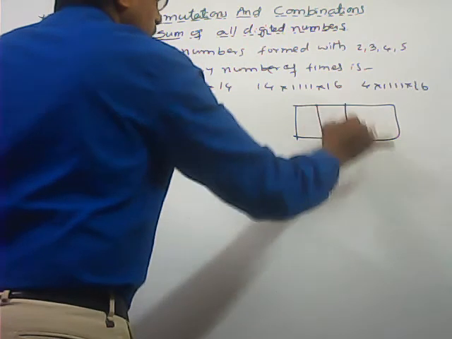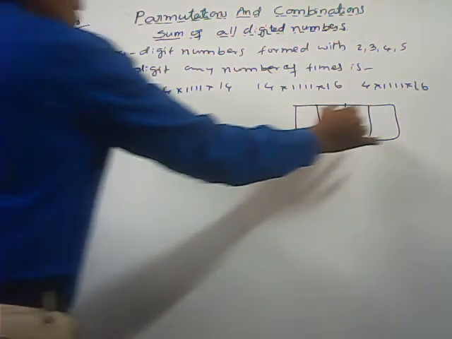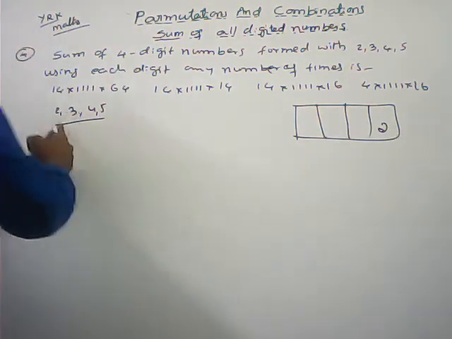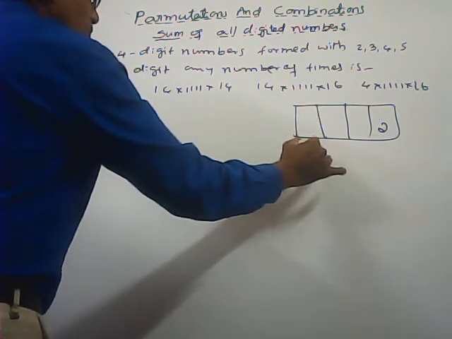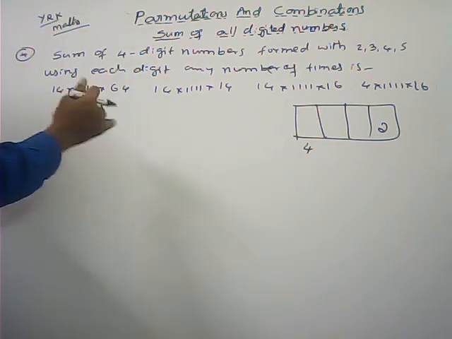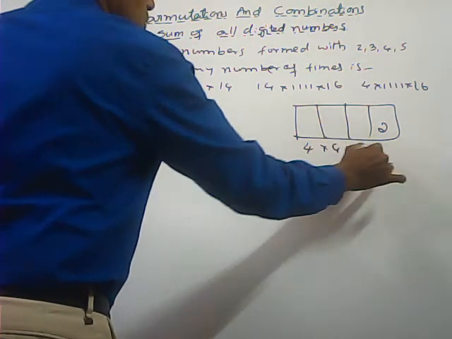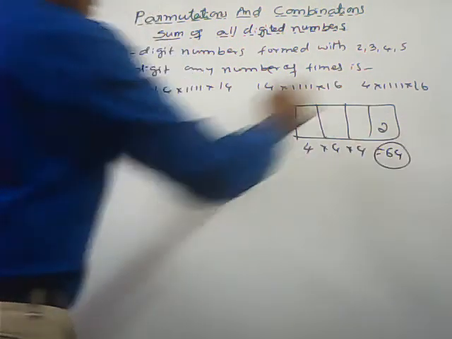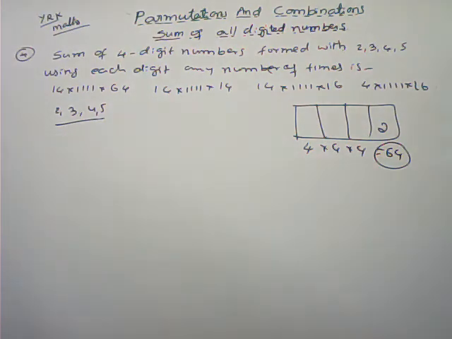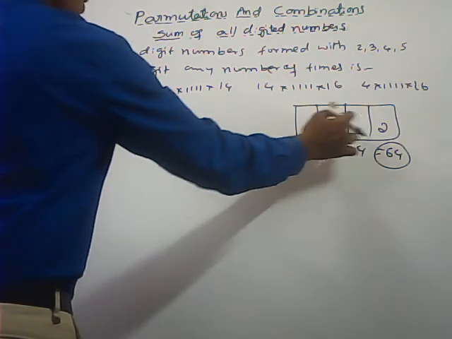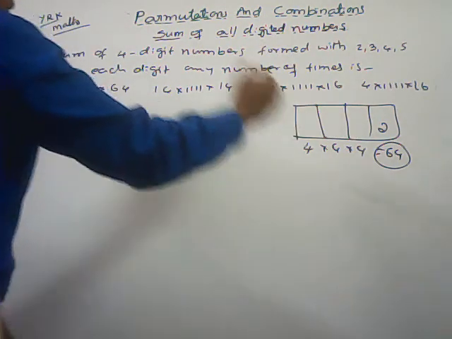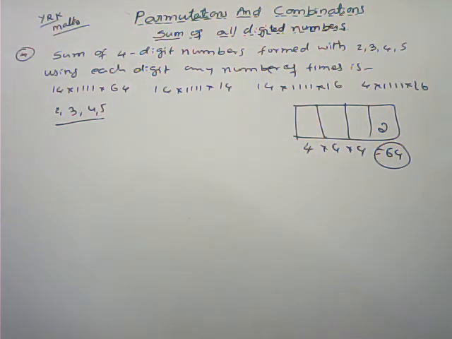Now here we can see, for example, if I keep 2 here, so this one can be filled in 4 ways. Repetitions are allowed. Here also 4 ways, here also 4 ways. So total 64 numbers are there containing 2 in the units digit. Not only units digit. If I keep 2 anywhere, the total is 64, like that.